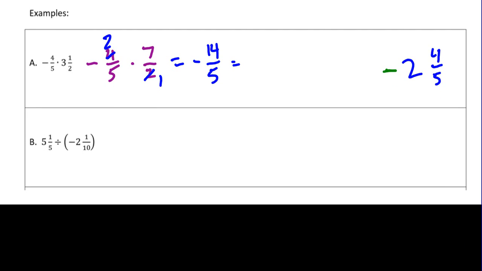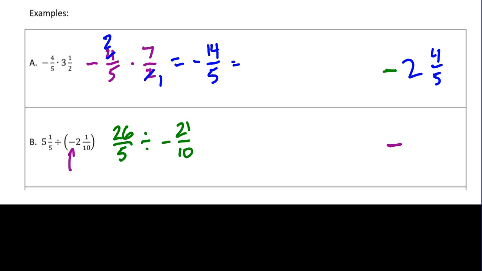Dividing fractions is a very similar process, except we have to do keep, change, flip. We also know that this question right here, 5 and 1/5 divided by negative 2 and 1/10, is going to get us a negative number because we only have one negative right here. So I'm just going to put a negative right here. Then we have to make these into improper fractions. 5 times 5 is 25 plus 1 is 26 over 5 divided by negative 2 times 10 is 20 plus 1 is 21 over 10.